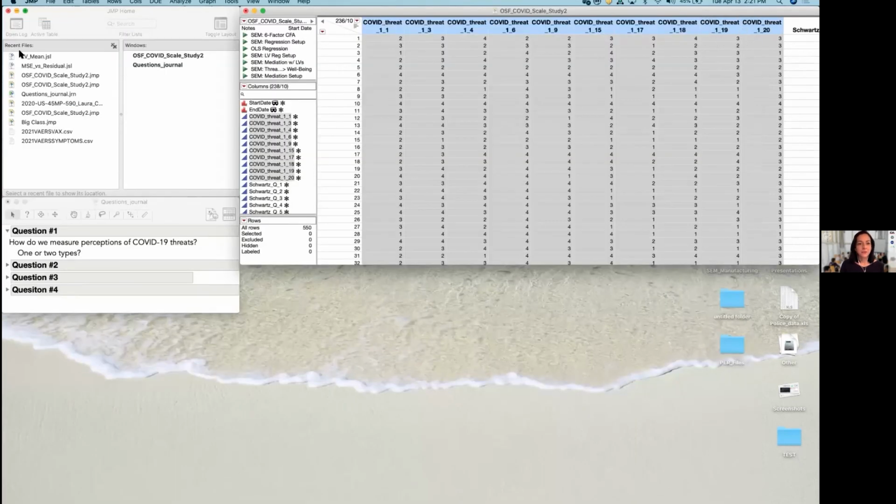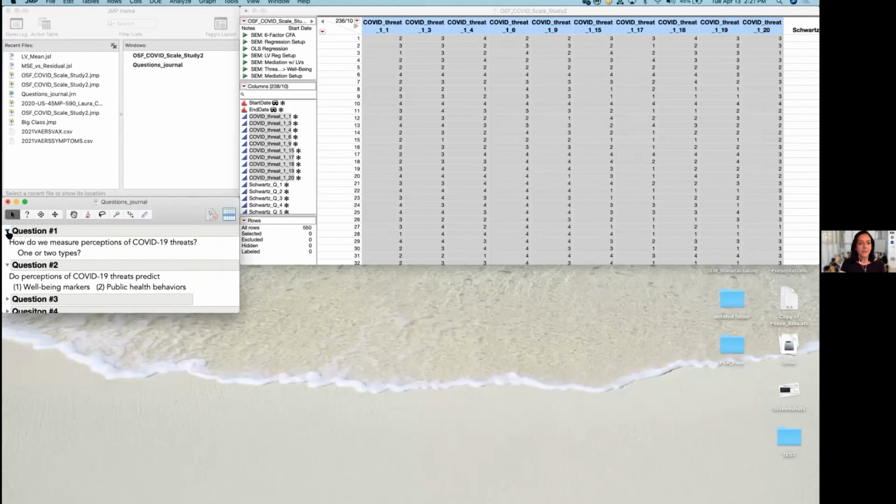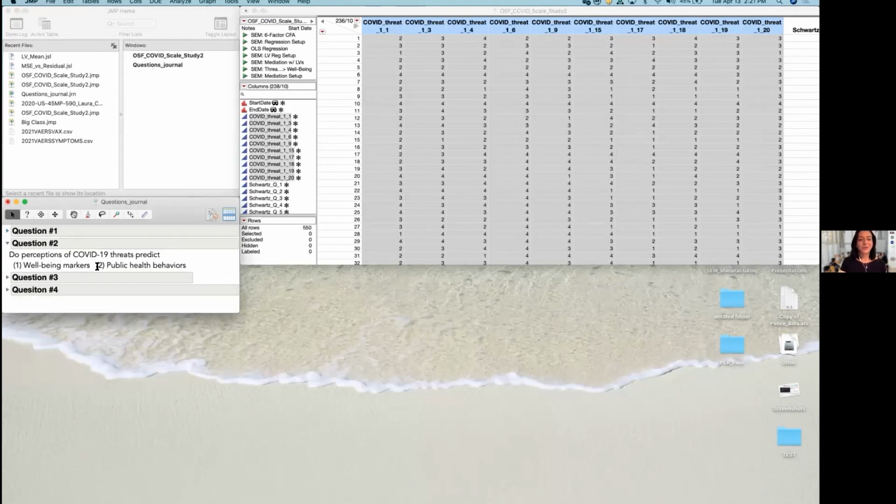Okay, so that's for the CFA. The next question was, do those perceptions predict some other outcomes? A lot of times, if we have a good survey, for a number of reasons, it might be easier to say, okay, those were my questions, I know that they're good questions, I'm just going to create an average of them and use that average for secondary analysis. And depending on the circumstance, that might be okay.